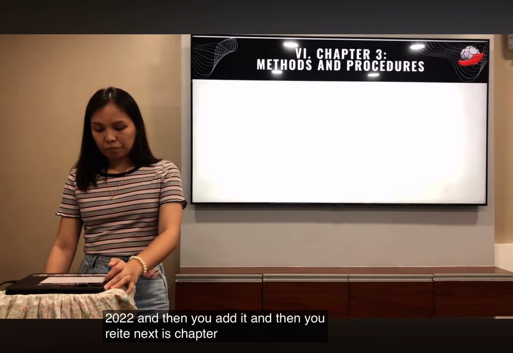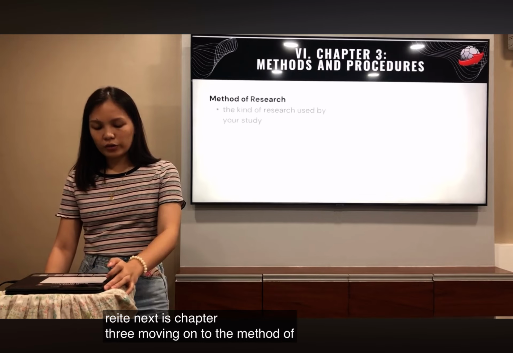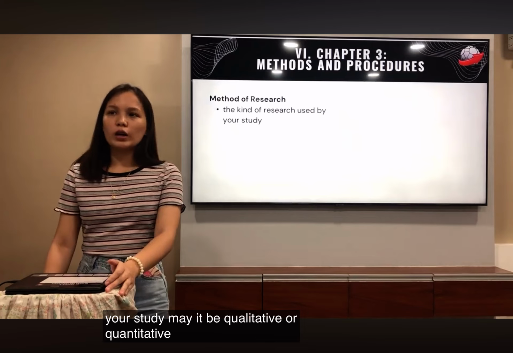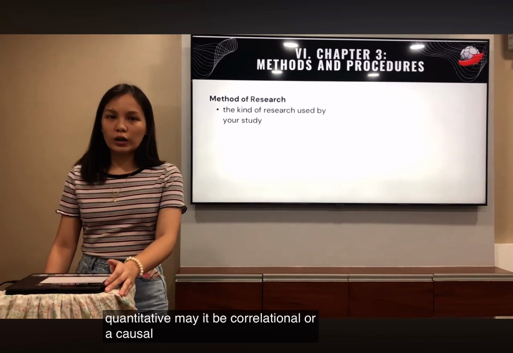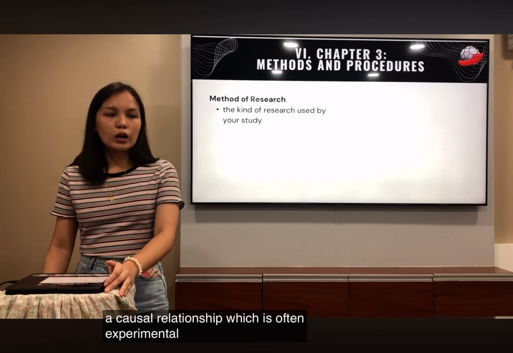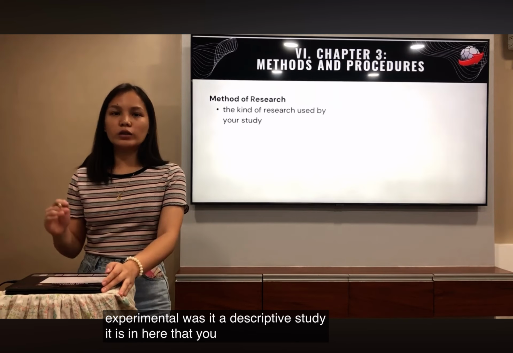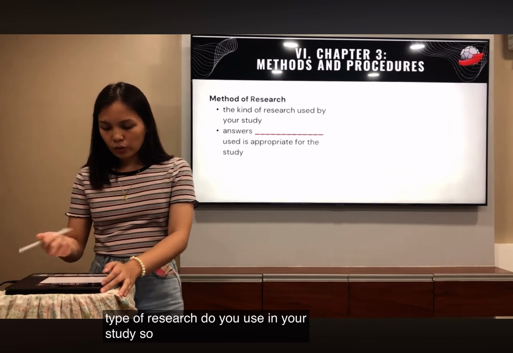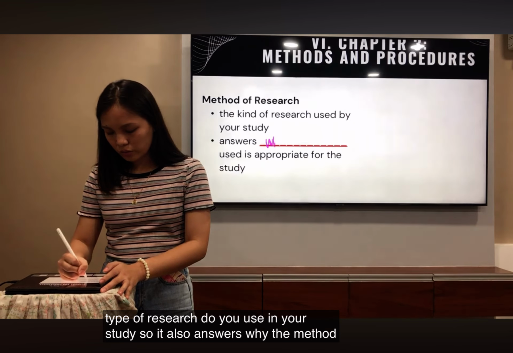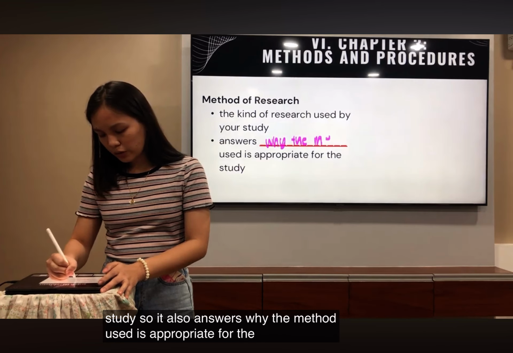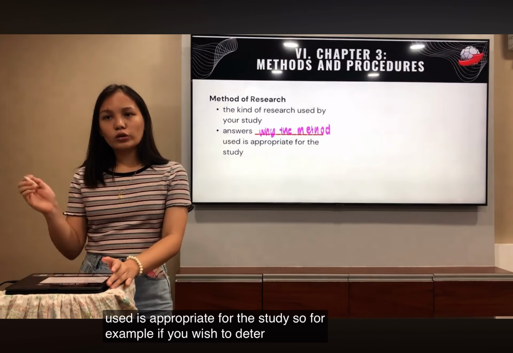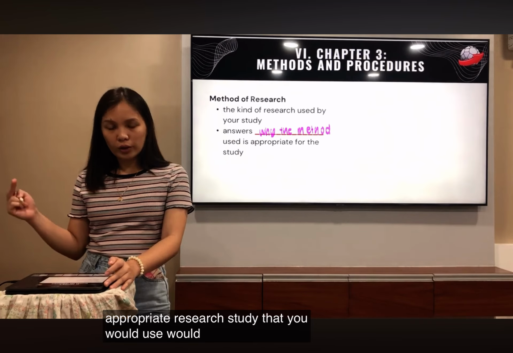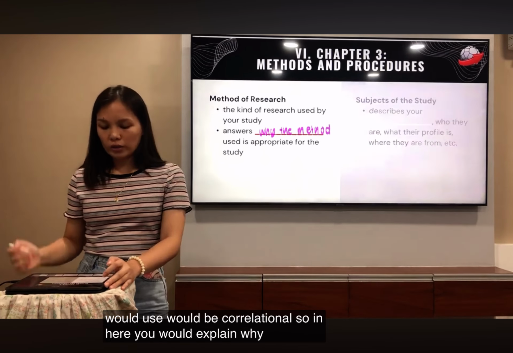Next is chapter 3. Moving on to the method of research. The kind of research used by your study, may it be qualitative or quantitative, may it be a correlational or a causal relationship, which is often experimental. Was it a descriptive study? It is in here that you describe what type of research did you use in your study. So it also answers why the method used is appropriate for the study. So for example, if you wish to determine the relationship between variables, then the appropriate research study that you would use would be correlational. So in here, you would explain why is that the case.